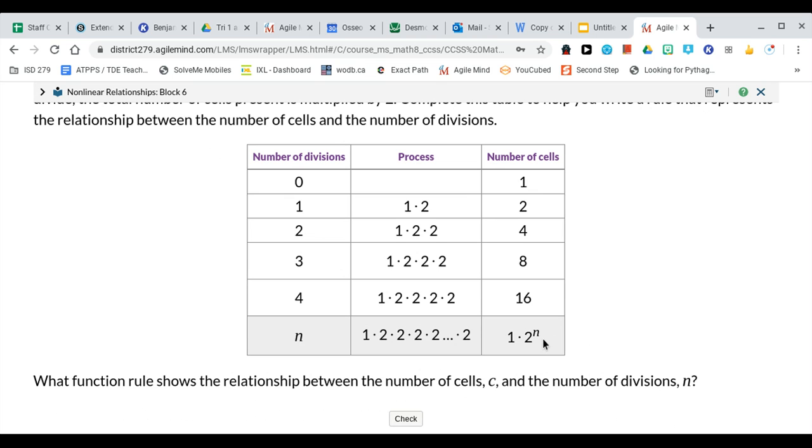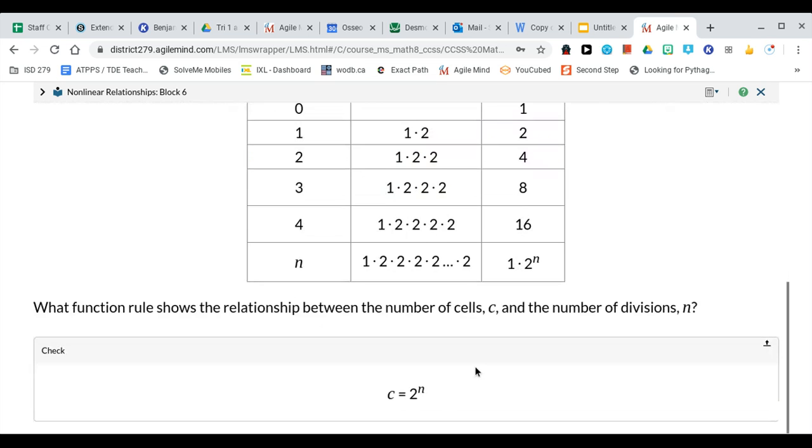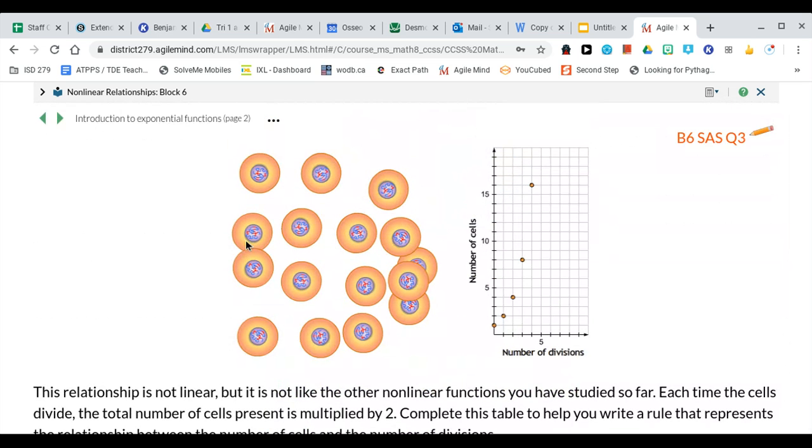Now notice we have an exponent here. This n means that's how many 2's we have. So what function rule shows the relationship between the number of cells c and the number of divisions n? Well, our equation is going to look something like this: c equals 2 to the power n. Now, if you notice, this one left off the 1. We can totally do that because anything times 1 is the exact same thing. So the equation then would be c equals 2 to the power n. That was question 3 on your packet.